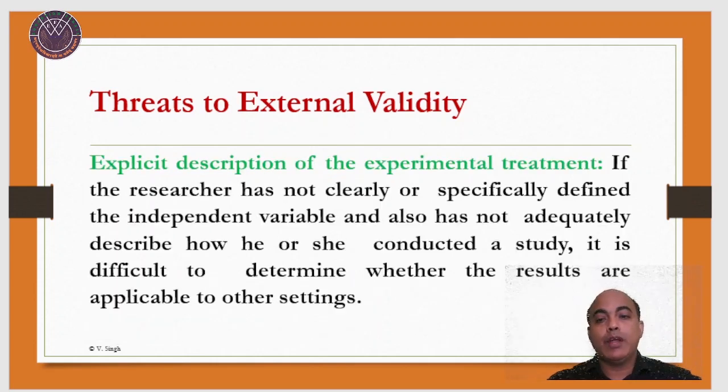It has to be understood that to determine the success and to increase the replicability of the study, the description of the experimental condition, variable, and treatment has to be very clear. If the researcher has not clearly or specifically defined the independent variable and also has not adequately described how he or she has conducted the study, it is difficult to determine whether the results are applicable to other settings or not. So an explicit and clear definition or specification of the independent variable, or variable under study, and the settings has to be there so as to increase the replicability of the study findings.